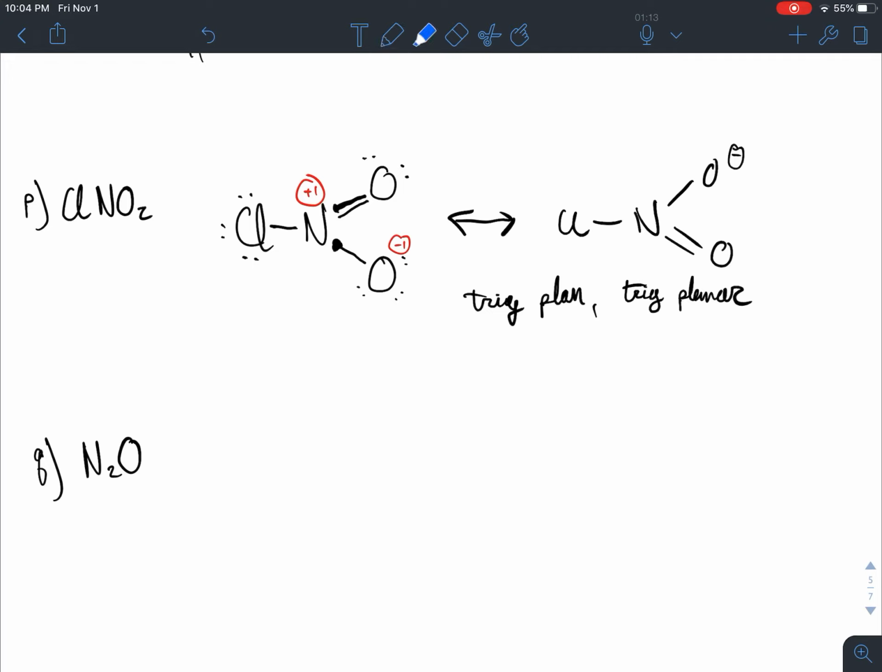Is it polar? This is a good one. There's a dipole there, and a dipole there, and a dipole there. Well, I don't think these add up to 0 because they're different. Oxygen is a little more electronegative than chlorine, but not that much. So it's tricky to tell exactly where the dipole is, but let's just say it's polar. That's a fun one.